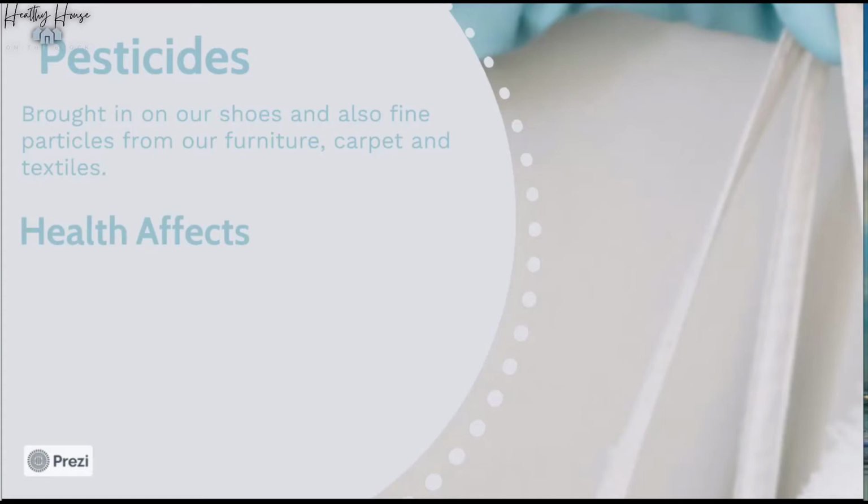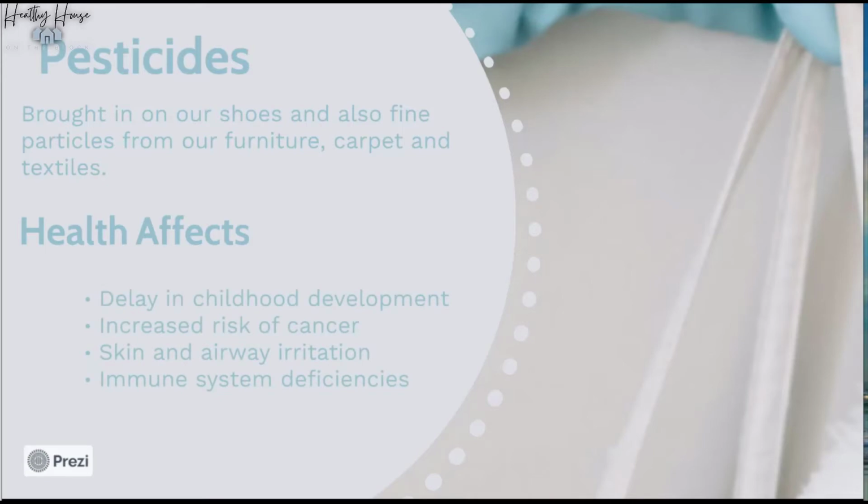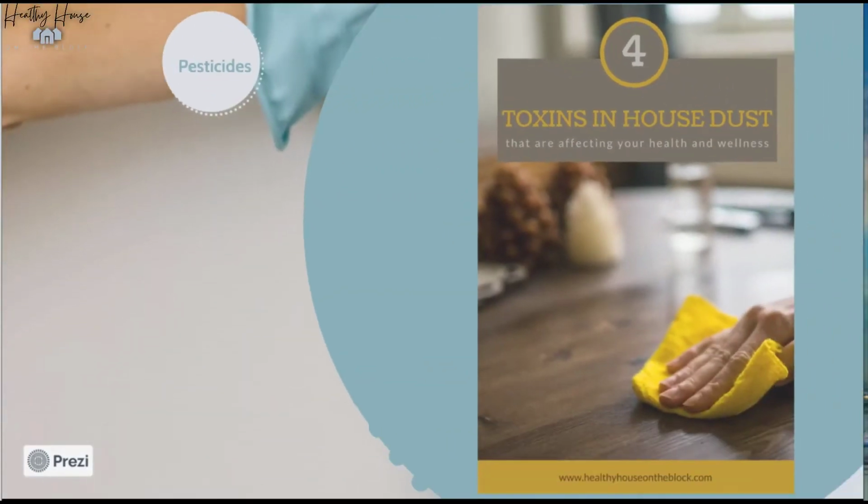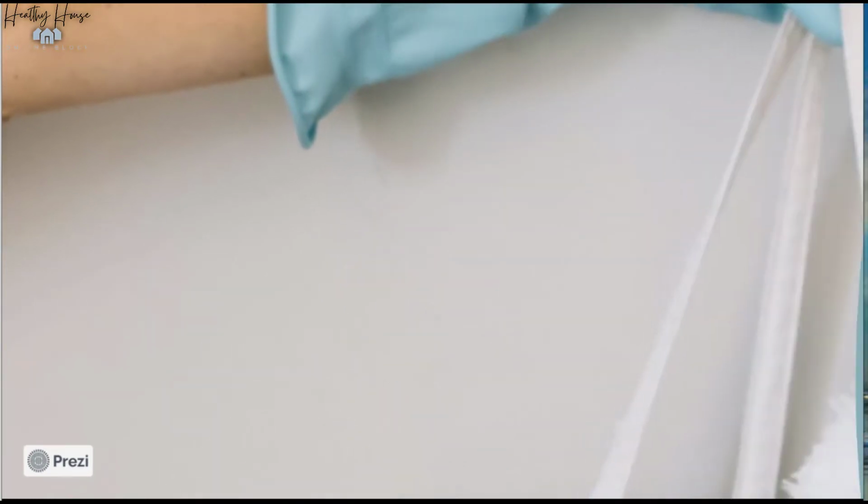Breathing in the fine particles can lead to a number of problems like poor development in children, increased risk of cancer, chronic dermal irritation, which would be like a rash, and immune system deficiencies. The problem is that because it's tiny particles, they can be embedded into the lung tissue where they really do some damage. The other thing that I want to talk about that's in house dust is bacteria.